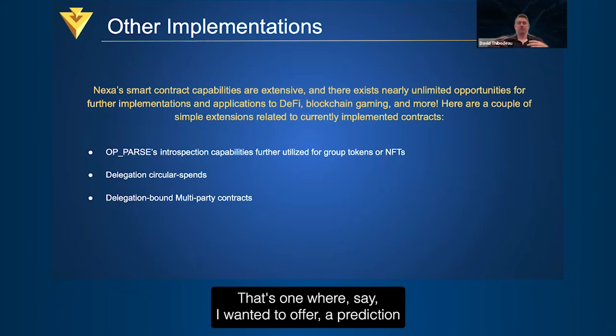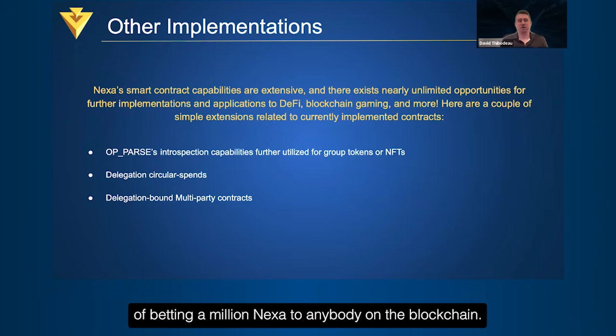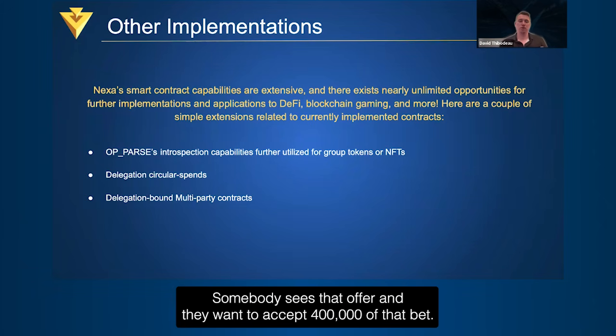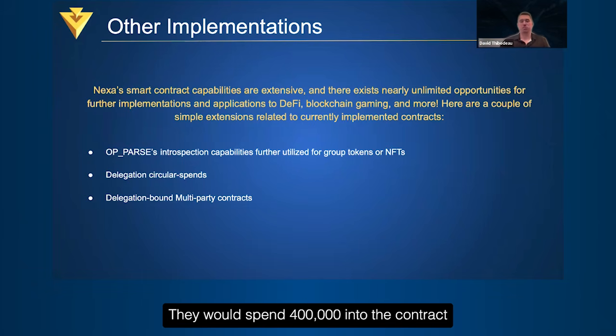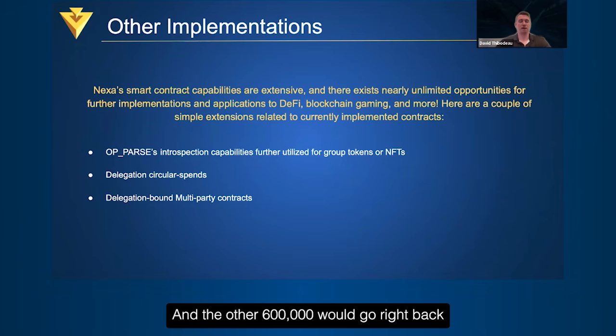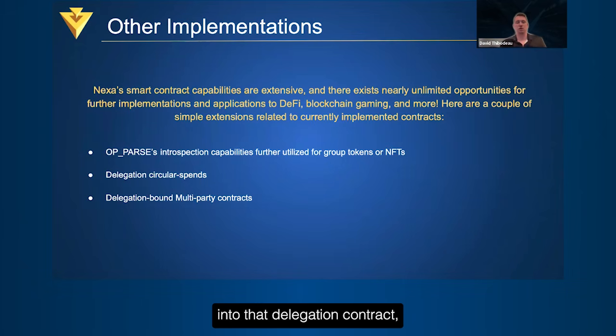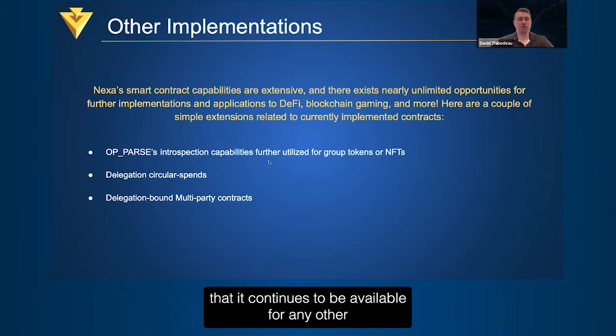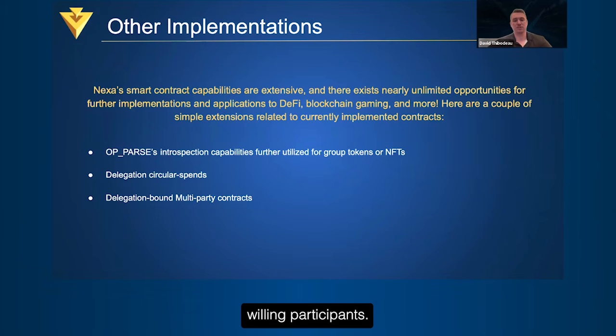That's one where, say, I wanted to offer a prediction of betting 1 million Nexa on to anybody on the blockchain. Somebody sees that offer and they want to accept 400,000 of that bet. They would spend 400,000 into the contract that I indicated I was interested in engaging with, and the other 600,000 would go right back into that delegation contract, ensuring that it continues to be available for any other willing participants.